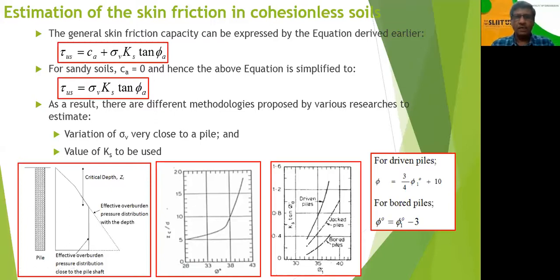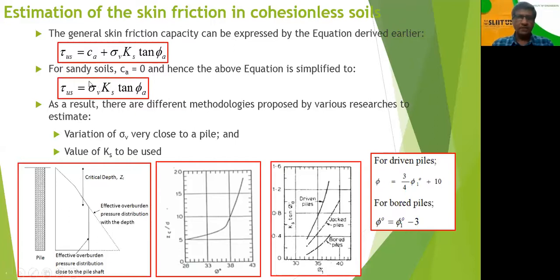Now, when it comes to sandy soil, we know that for sandy soils, generally the cohesion component is quite small or maybe 0. So in that case, we are left with only this part, that is sigma v Ks tan alpha phi a. So that is the frictional resistance, or the skin friction resistance. So now there are two components here, right?